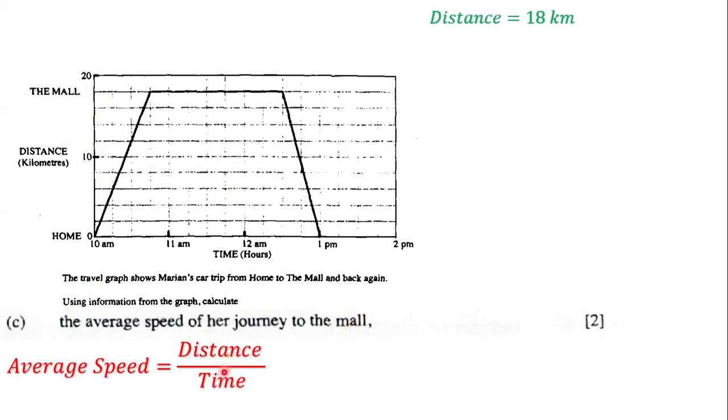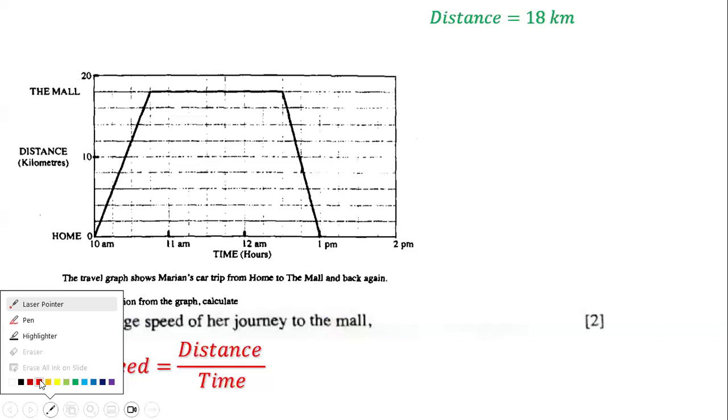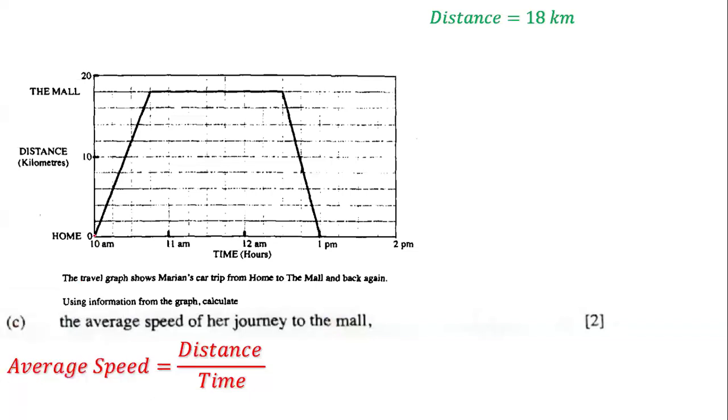But what is the time taken? How long does she take to move from her home to the mall? So home is going to be 10 a.m. That's the time that she left home. Now, the time that she arrived at the mall is definitely 10:45. And so that means that she took 45 minutes to get from home to the mall.